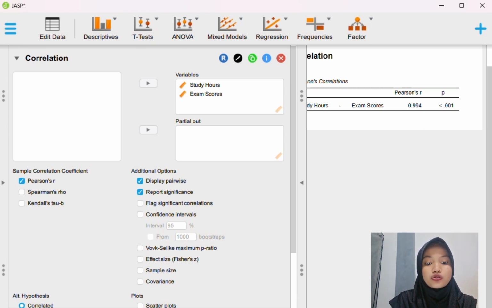Okay, so in conclusion, correlation analysis helps us understand the relationship between variables. In this example, study hours and exam scores show a strong positive correlation. That is all my explanation. I hope you understand.